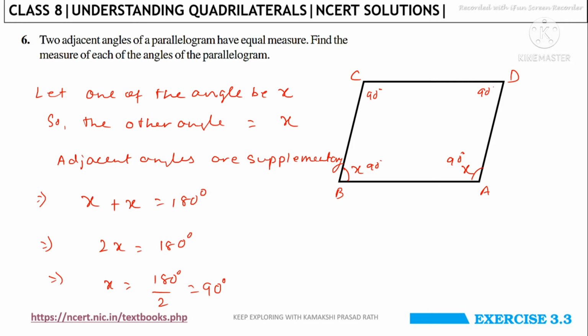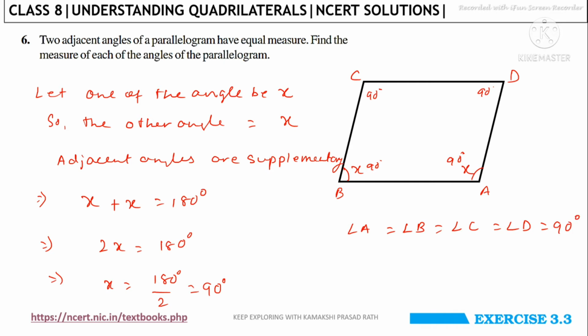As we know, opposite angles are equal. Hence, all the angles will be 90 degrees. So angle A equals angle B, and angle B equals angle D. Angle D equals angle C, and angle A equals angle C. So angle A equals angle B equals angle C equals angle D.